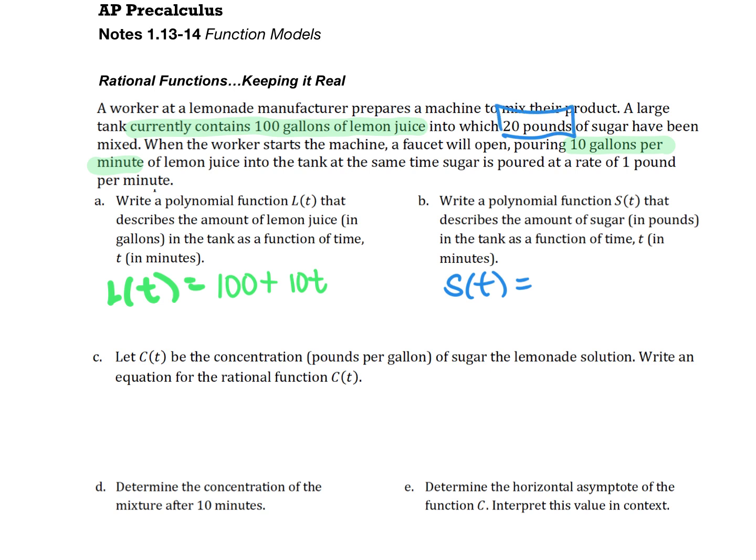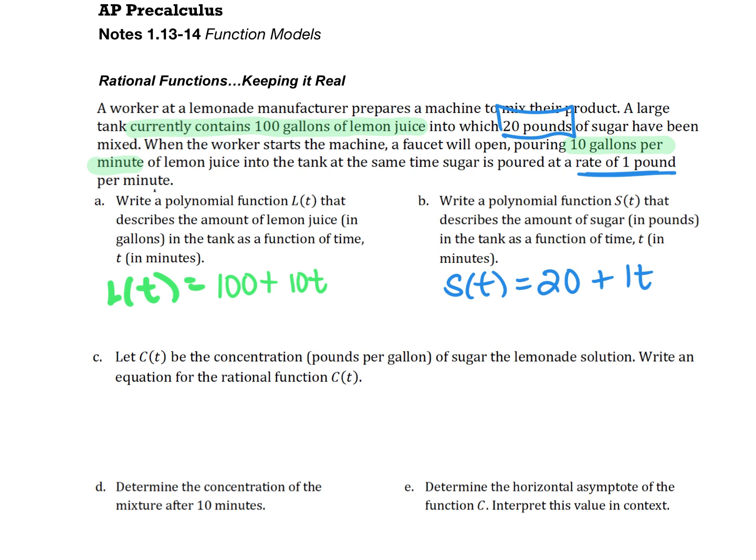20 pounds. And we're going to add it in at a rate of 1 pound per minute. So plus T, or plus 1T, if you wanted to put it that way. Okay? So two linear functions there. They're just polynomials, right? We started with something. We're adding it in by minute.